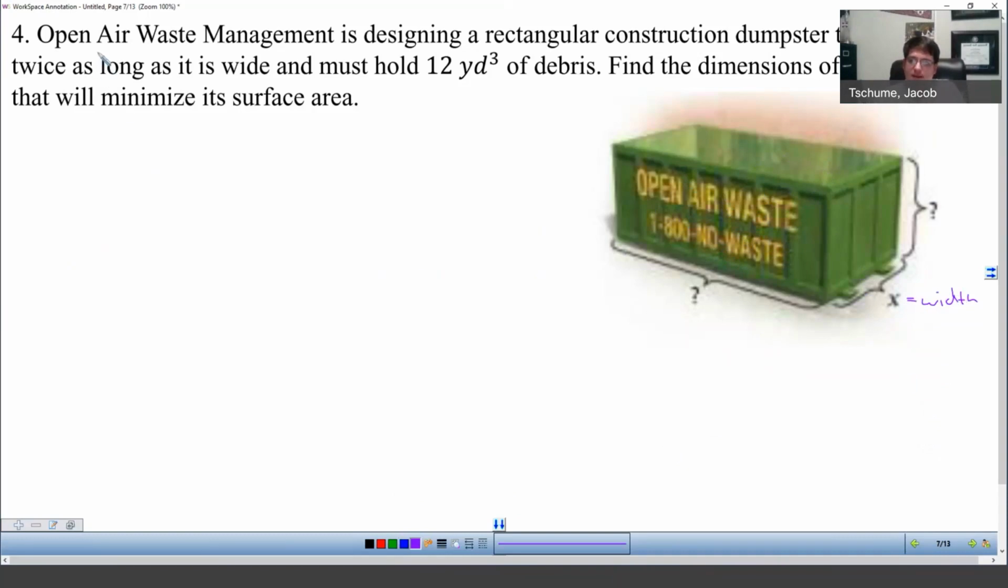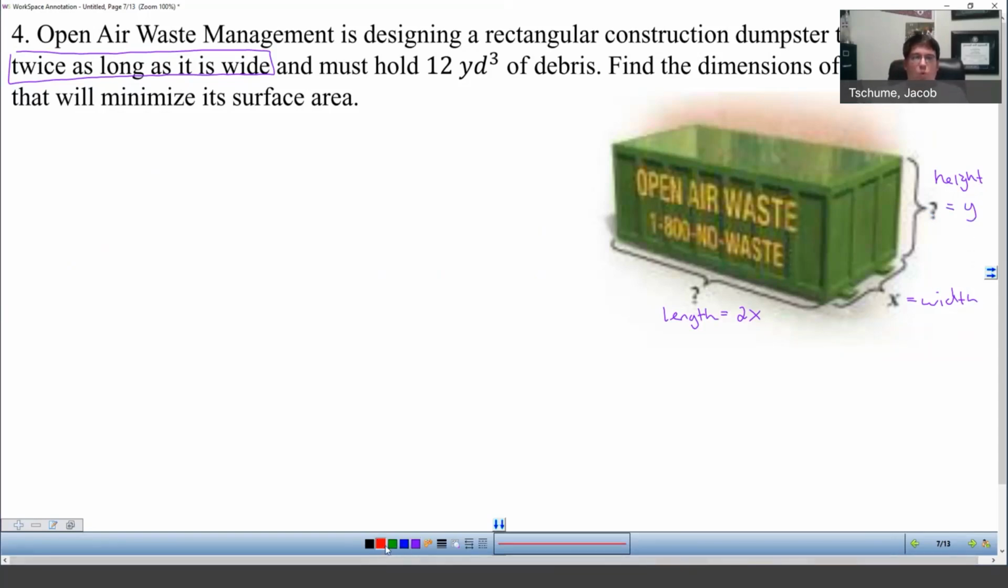In my problem, it says that the dumpster must be twice as long as it is wide. So this first question mark down here by the 1-800-NO-WASTE, this is going to be my length. And if the length is twice the width and the width is X, that means my length has to be 2X. It doesn't say anything about the height of this dumpster. So by default, it's stuck being my other letter, which I'm going to call Y.